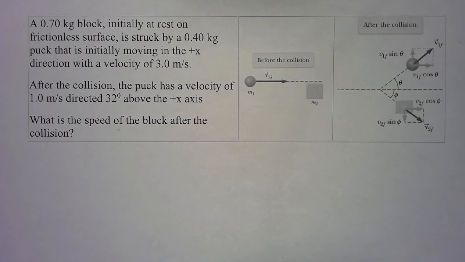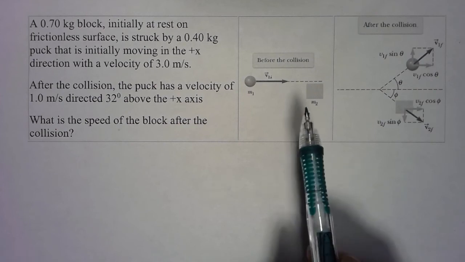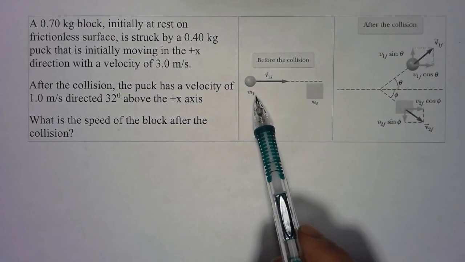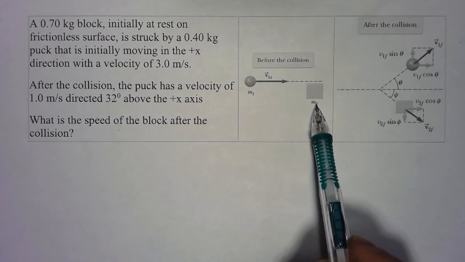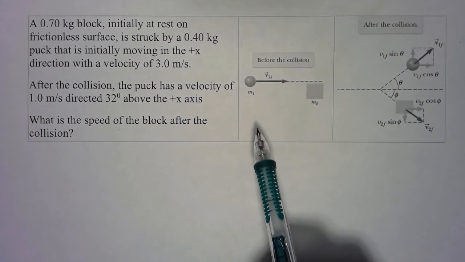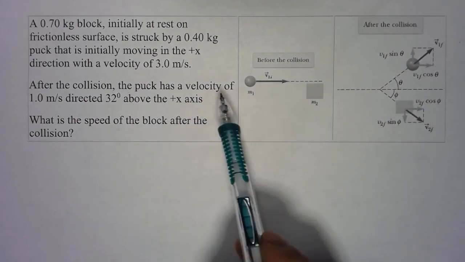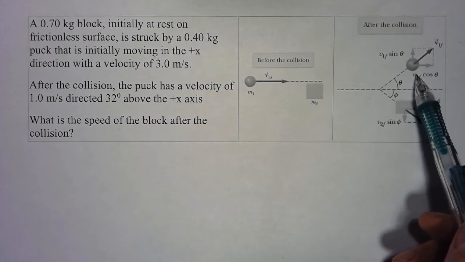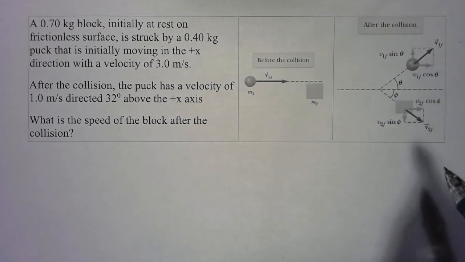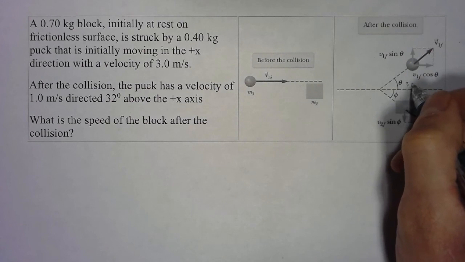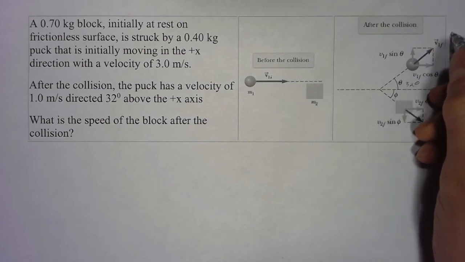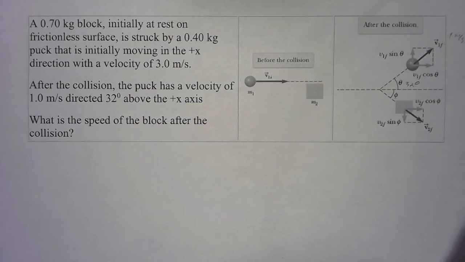Drawing a good before and after picture is always helpful in conservation of momentum situations, explosions, or collisions. These were already drawn for us. So as we see, we have the puck moving, we have the block sitting still. And then the puck moves up here, where this angle is 32 degrees, and this velocity is 1 meter per second. It's a little bit off the screen, but you can see it.